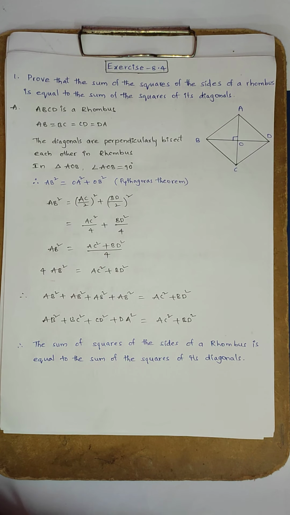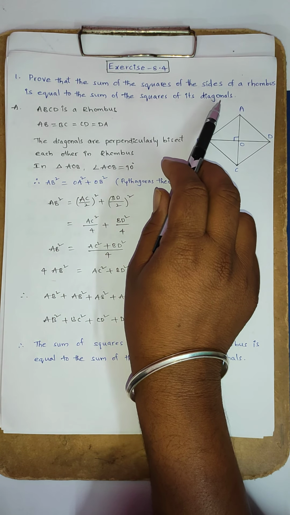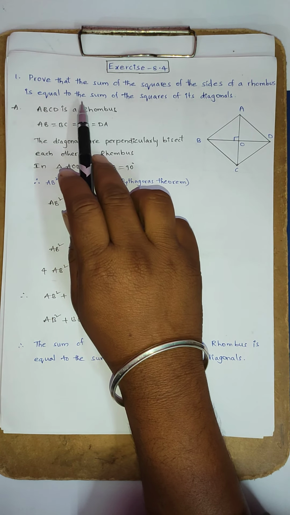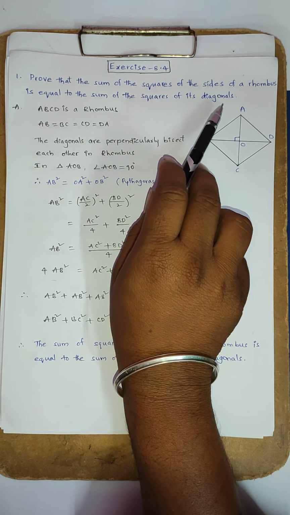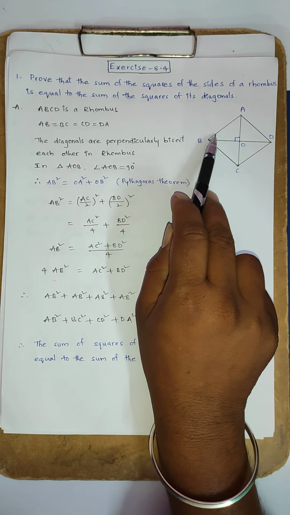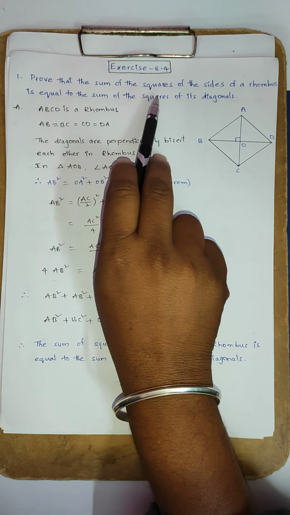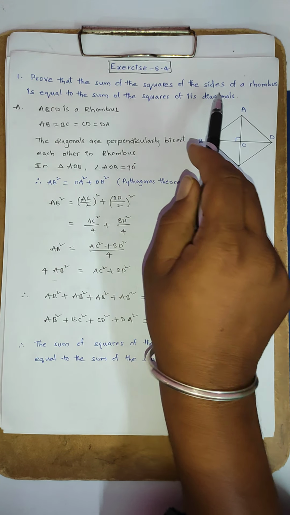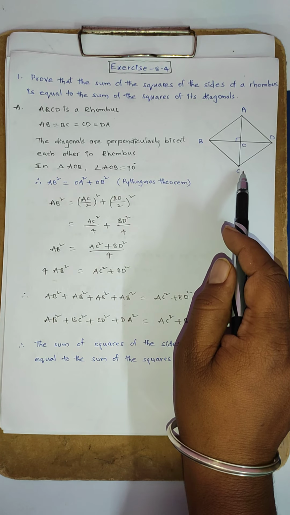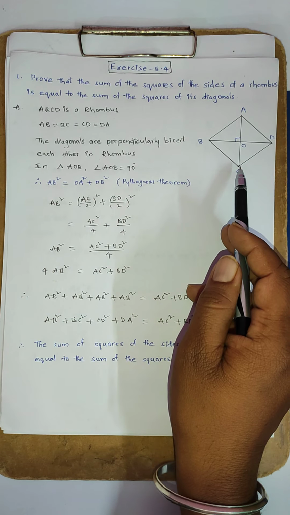Hi everyone. These sums are from the chapter Similar Triangles, exercise 8.4, first problem. Prove that the sum of the squares of the sides of a rhombus is equal to the sum of the squares of its diagonals. See, this is a rhombus. The sum of the squares of the sides AB, BC, CD, DA.